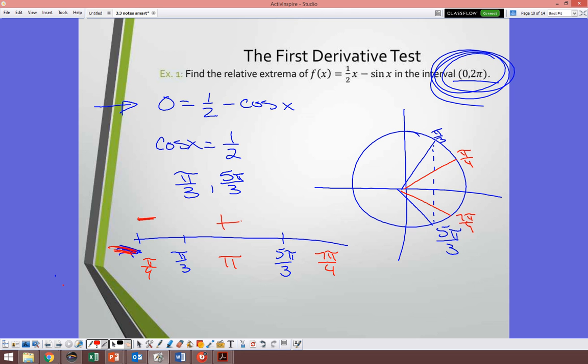And at 7 pi over 4, it's going to be rad 2 over 2, so it's negative. It's the same thing that I had at the first one, a negative. So that means that this one is a min, and this one right here is a max.